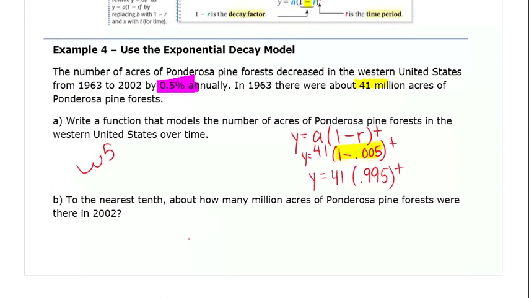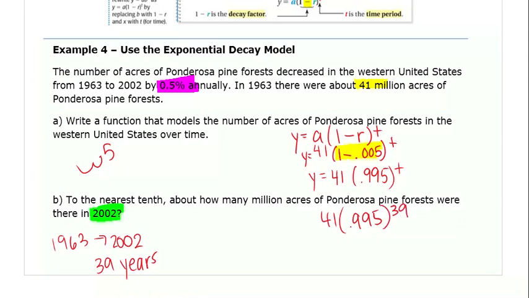Now if I want to figure out how much it would be in 2002, well, from 1963 to 2002, we can figure out that that is 39 years. So I'm going to plug that in for my t. So 41 times 0.995 to the power of 39. And if we plug that into the calculator, it'd be 33.7. And all we have to remember is we were dealing with million, so it would be 33.7 million acres.